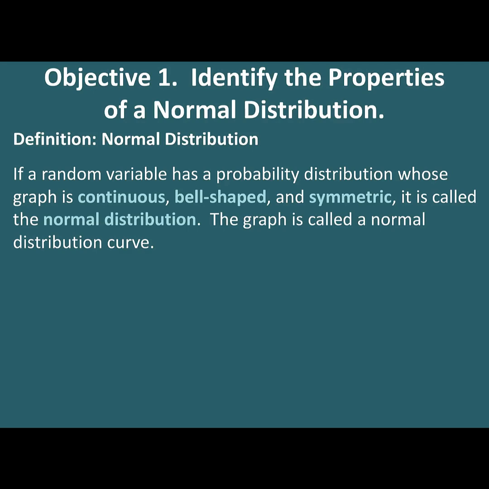Here's the definition of the normal distribution. If a random variable has a probability distribution whose graph is continuous, bell-shaped, and symmetric, it is called the normal distribution. The graph is called a normal distribution curve and looks something like this.